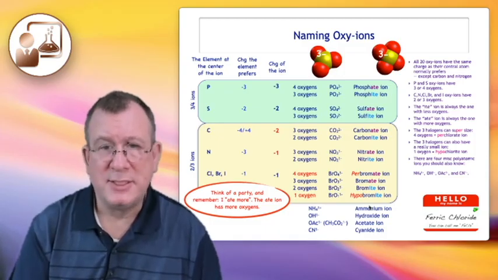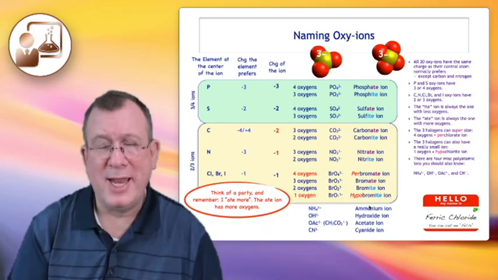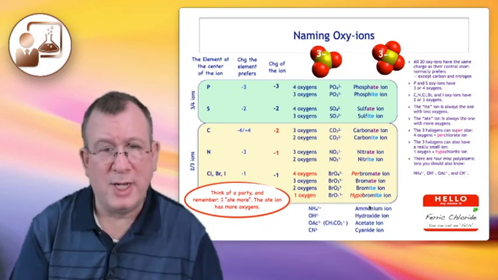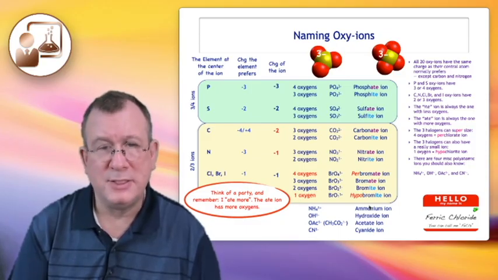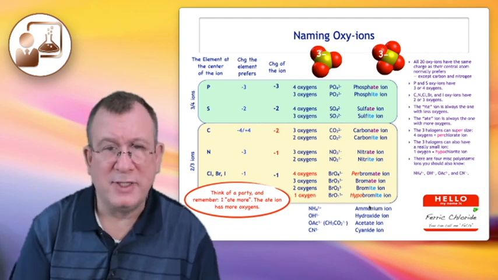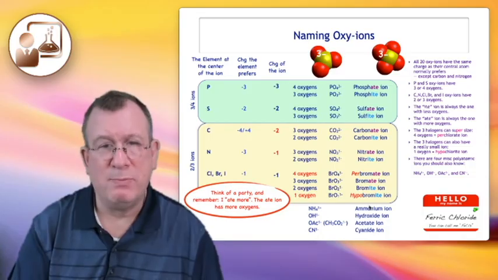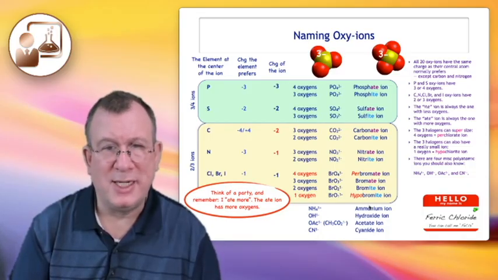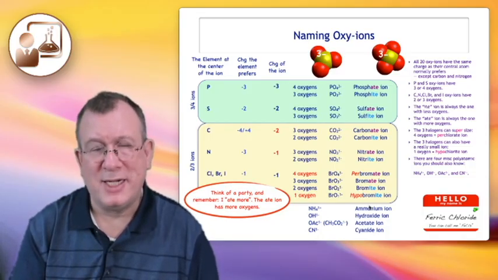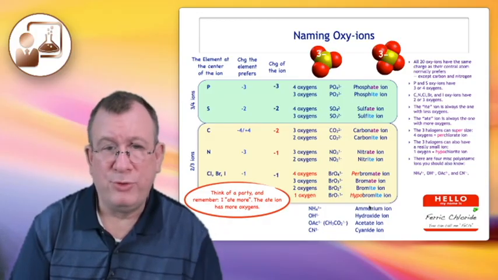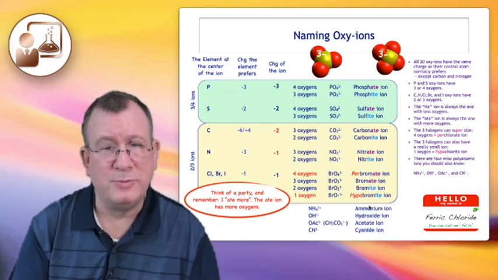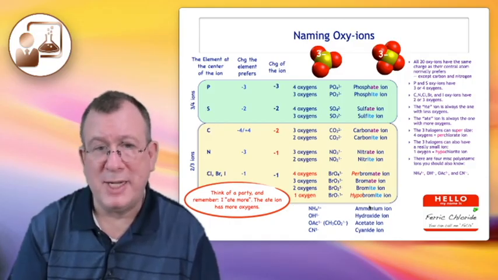Now, in each case, the larger one, the one that has, for phosphorus, 4 oxygens, or for carbon, 3 oxygens, the one that can hold more oxygens, that's the ate ion. The way I remember that is Thanksgiving. I ate more. As a result, the one that has more oxygens is the ate ion. That's why the carbonate ion is CO3 2 minus. Nitrogen, it's NO3 1 minus.